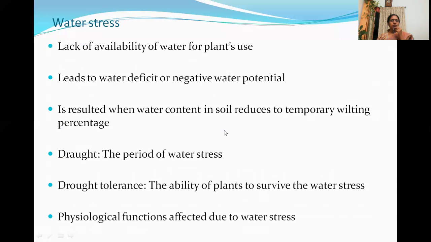Now let us consider the most important one of this session, that is water stress. The lack of availability of water for plants' use is nothing but water stress. What is water stress? That is, the availability of water is reduced. Whenever the availability of water is reduced to any plant, this induces an imbalance in the plant. That is nothing but water stress. It leads to water deficit or negative water potential. It results when water content in soil reduces to the temporary wilting percentage. What is drought then? The period of water stress is nothing but drought.